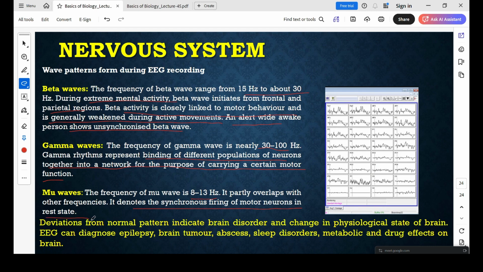If there is any deviation from the probable patterns of these waves, that implies there is some brain or neurological disorder, and then other tests can be done to figure out what exactly is wrong. EEG can diagnose epilepsy, brain tumor, abscesses, sleep disorders, and metabolic and drug effects on the brain.